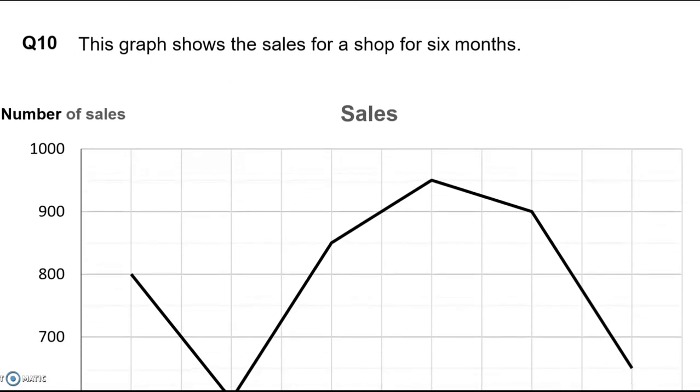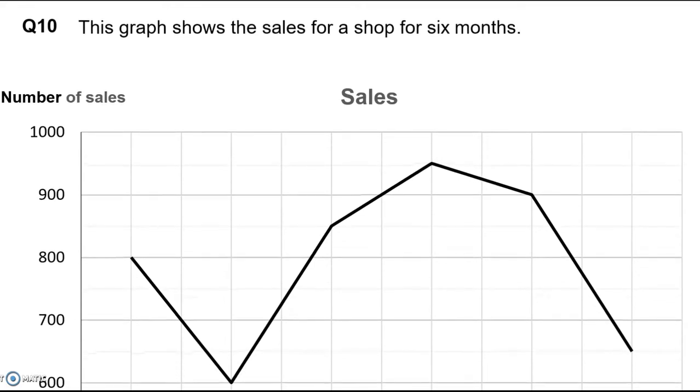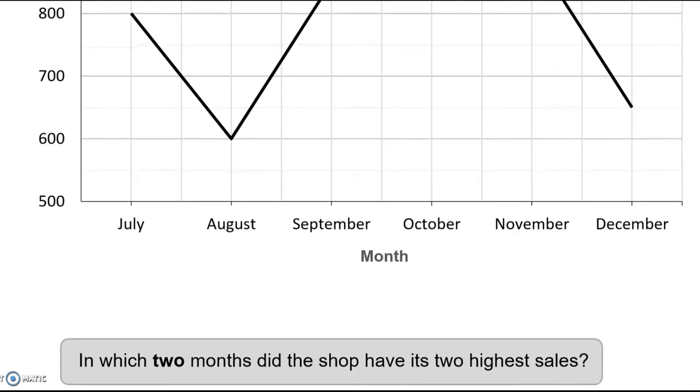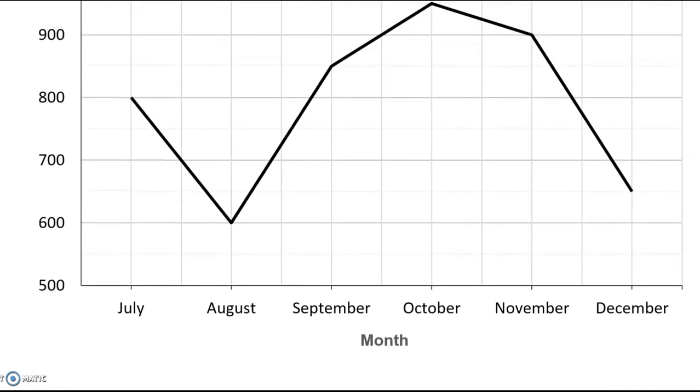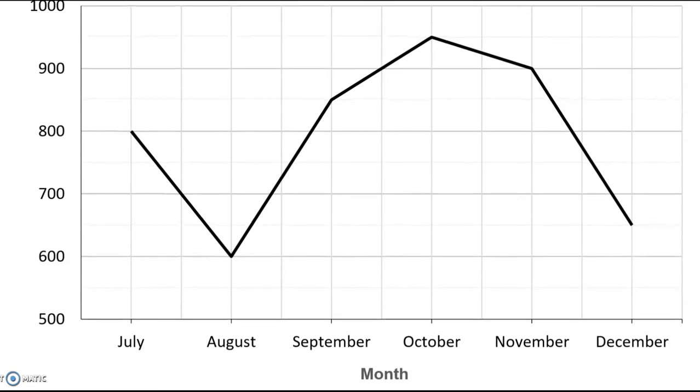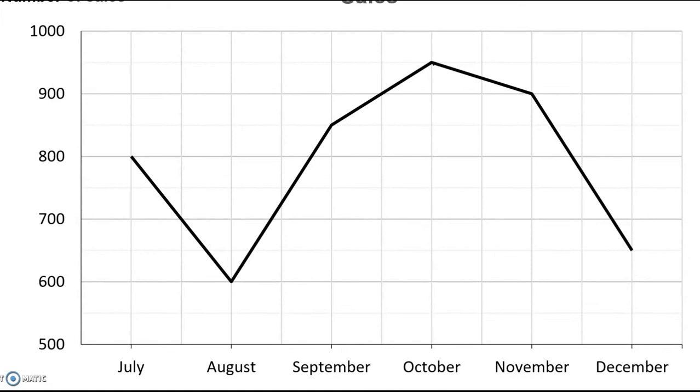Question 10. This graph shows the sales for a shop for 6 months. We've got number of sales and we've got the months given to us. In which 2 months did the shop have its two highest sales? So we're looking for the two highest sales. The highest point seems to be here, which is October. Then the next highest one is this one, November. So October and November are the 2 months.